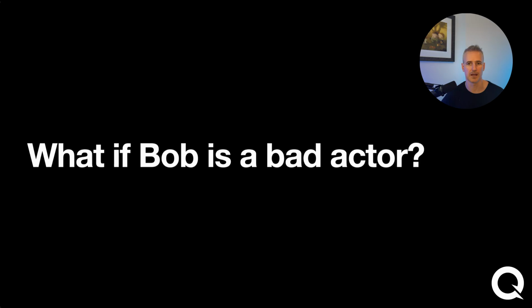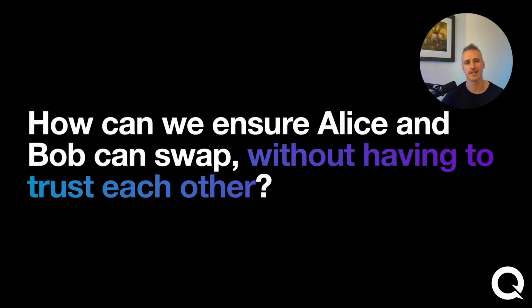But what if Bob is a bad actor? What if Alice sends her USDC to Bob and then Bob just leaves because maybe Bob's just that type of guy? The real challenge here is ensuring that Alice and Bob can swap without having to trust each other.